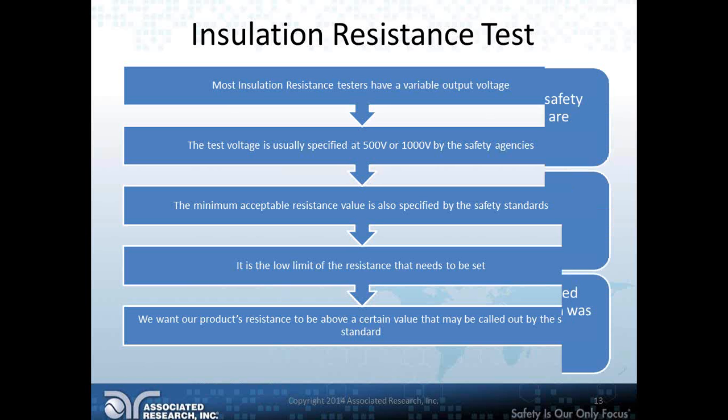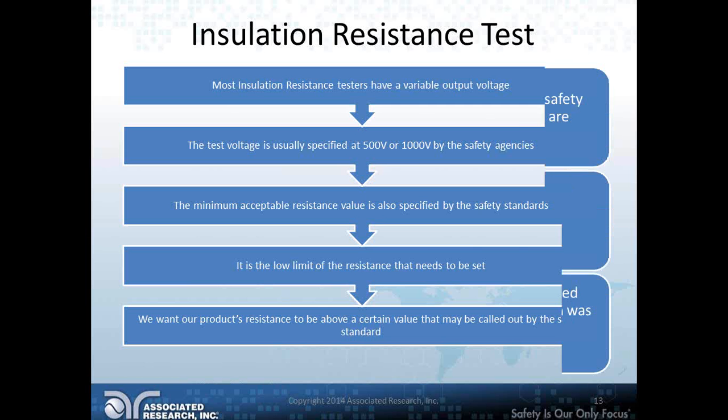Okay. Now, acceptable insulation resistance readings can vary, again, based on the safety standard. Therefore, it is very important to read the standard that you're trying to comply with. That will give you all the information for setting the test parameters.